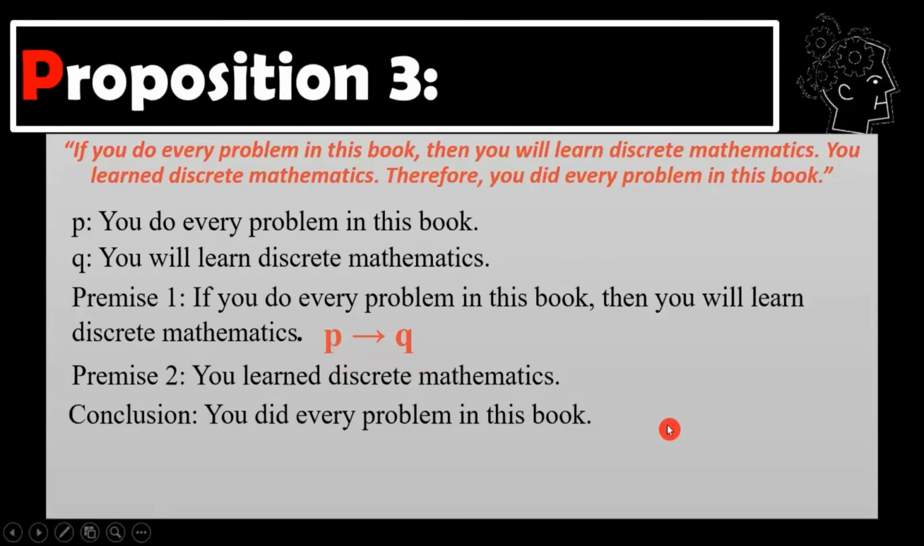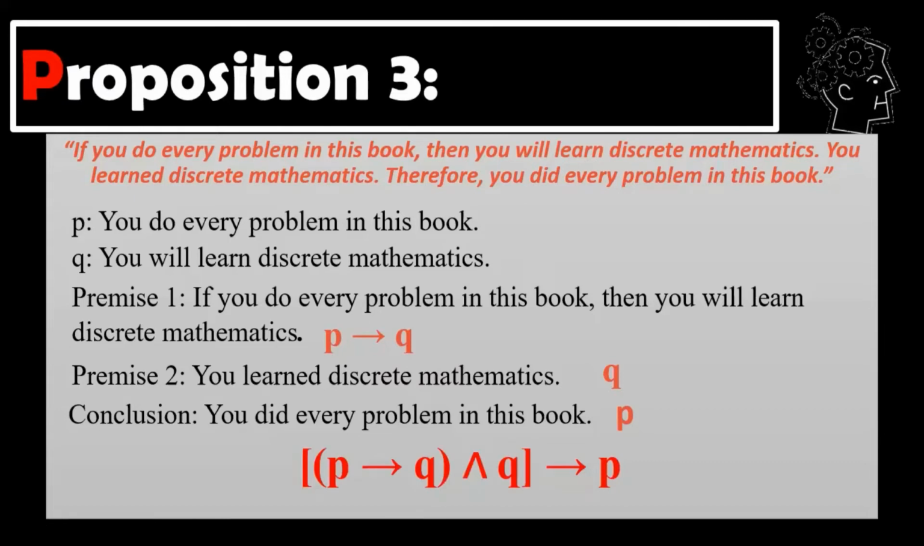For our second premise, you simply copy our proposition Q, you learn discrete mathematics, and our conclusion, you did every problem in this book, that is simply our proposition P. So this is now the symbol for the given argument.